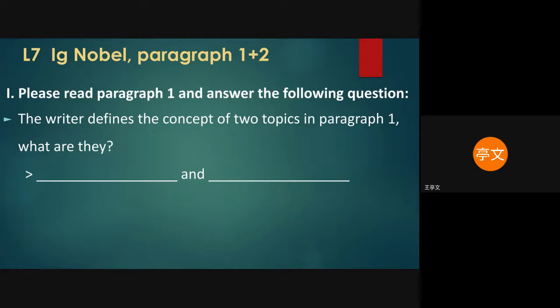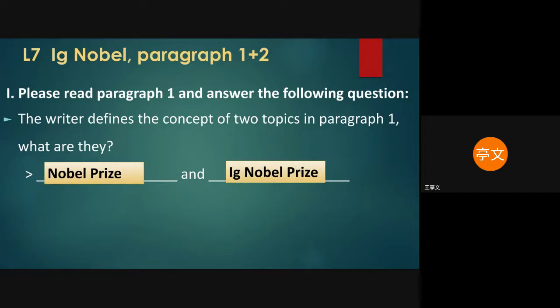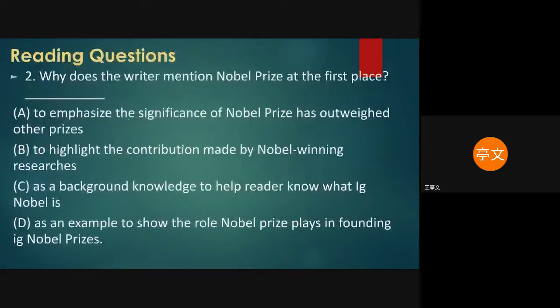好，我们现在读完之后，请大家看一下阅读的题目。So what are the 2 topics the writer talks about in paragraph 1? I think the answer is pretty clear. It's Nobel Prize and the Ig Nobel Prize. 搞笑诺贝尔奖，就讨论这2个。Okay, so let's see the next slide.